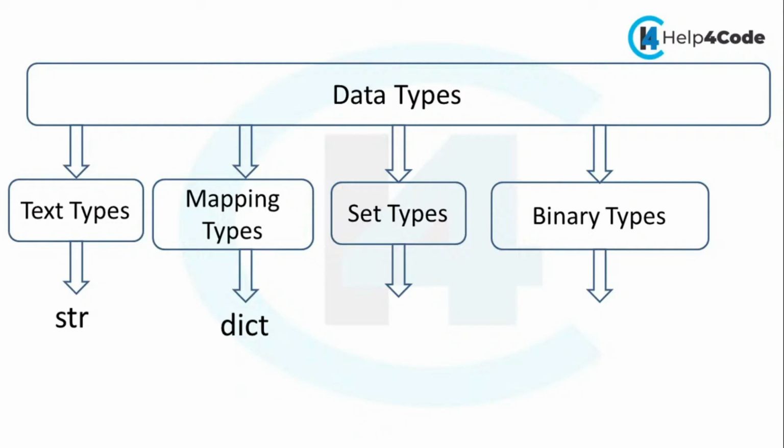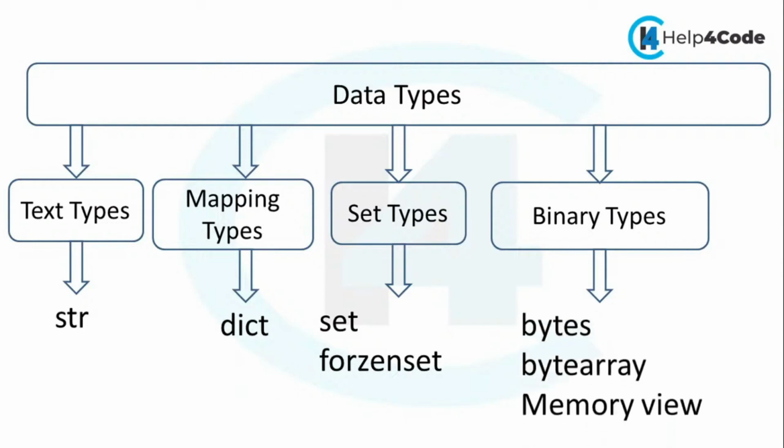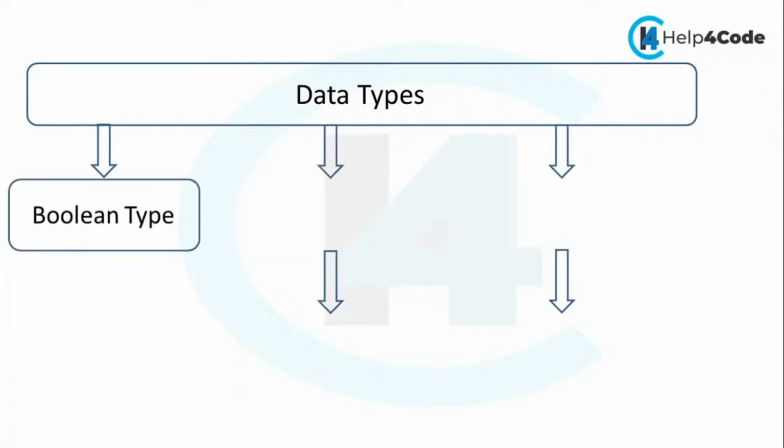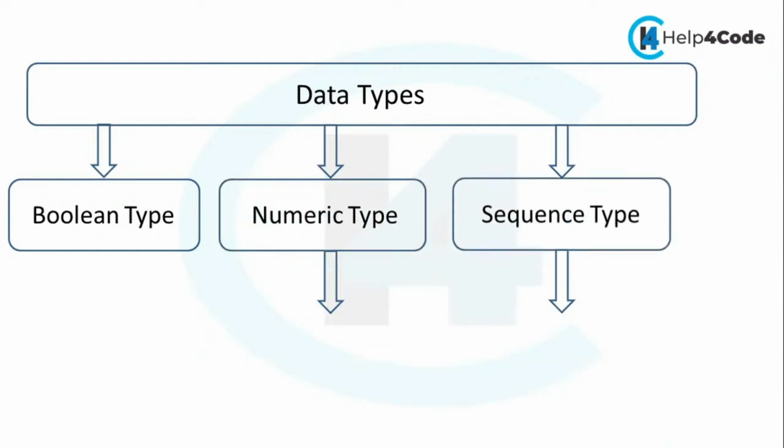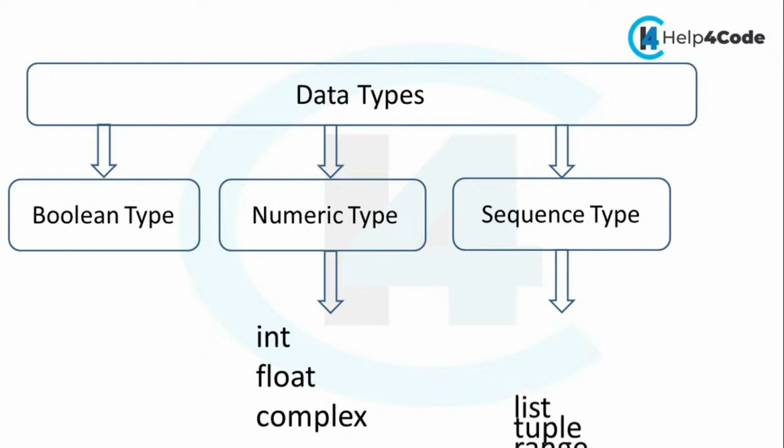If you talk about the mapping data type, we have dict, meaning dictionary data type. Then we will discuss what is meant by set and frozenset. Then we will discuss the binary types. In binary types we have bytes and bytearray. Then next we have boolean type of data. Then we have the numeric type. Then we have the sequence type. In numeric type we will discuss int, float and complex. In sequence type we have list, tuple and range. So these are the data types we have to discuss. Let's discuss these data types.